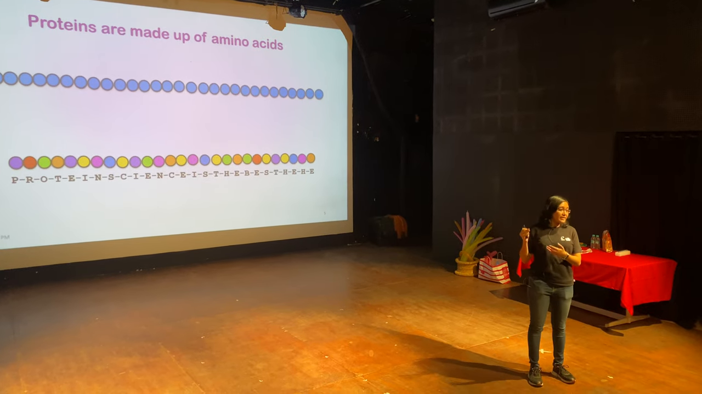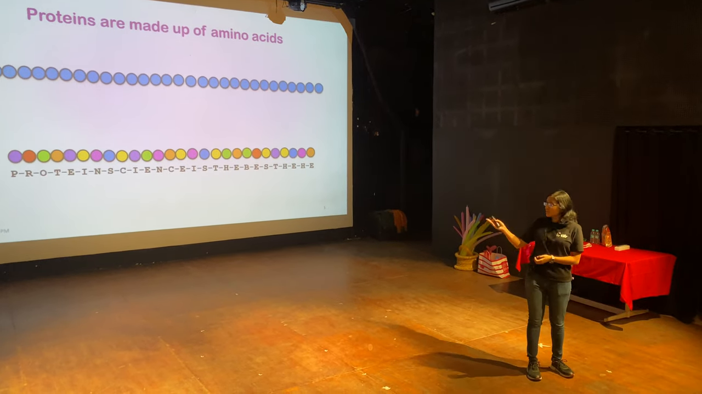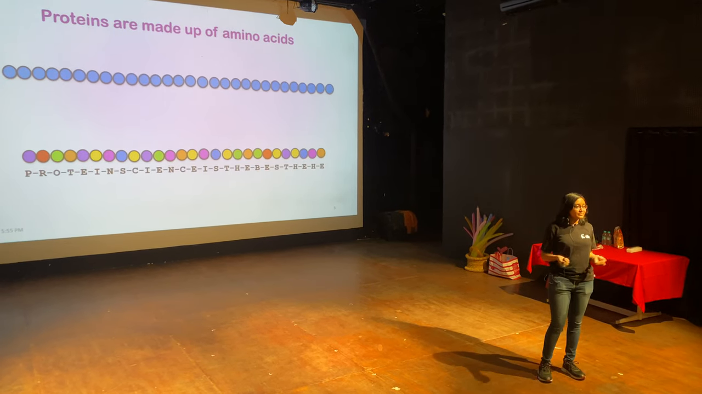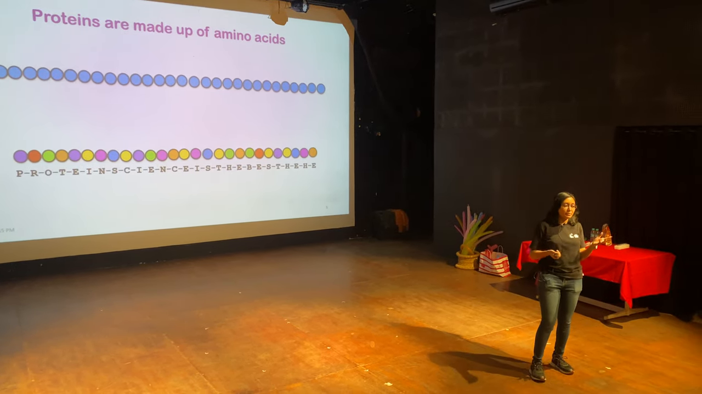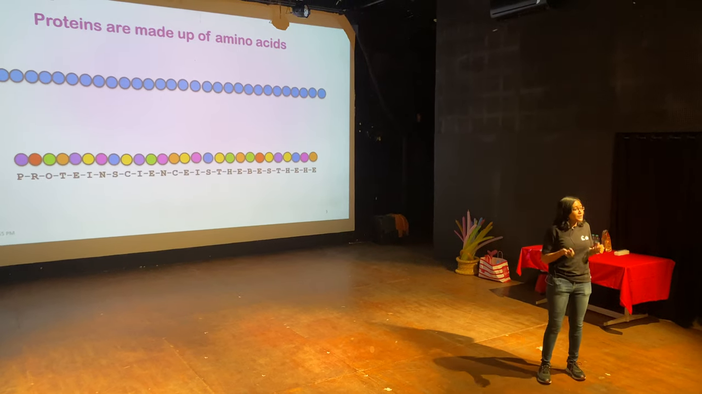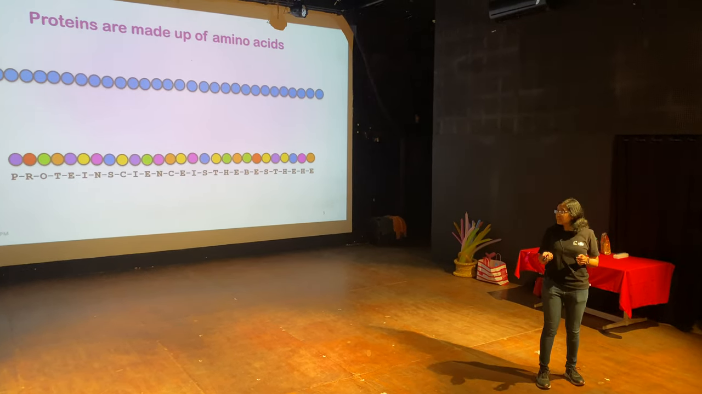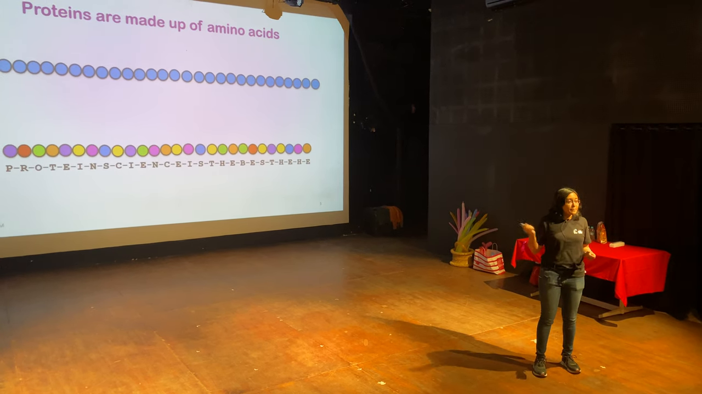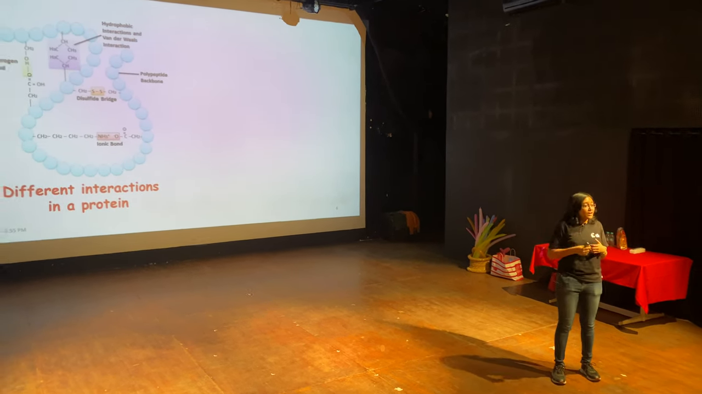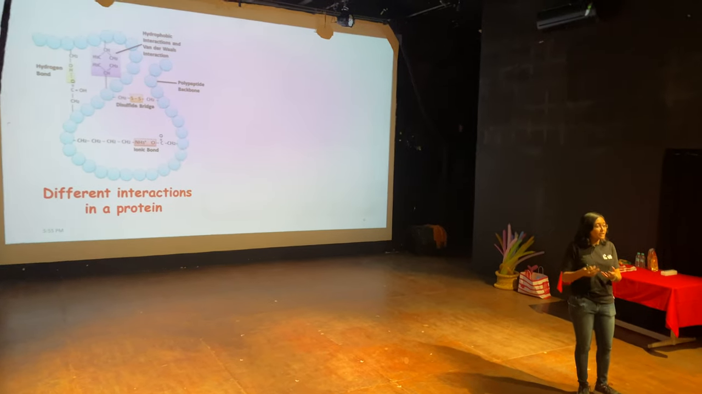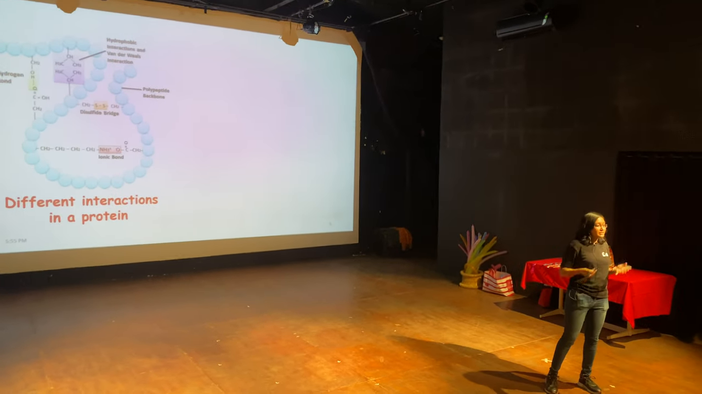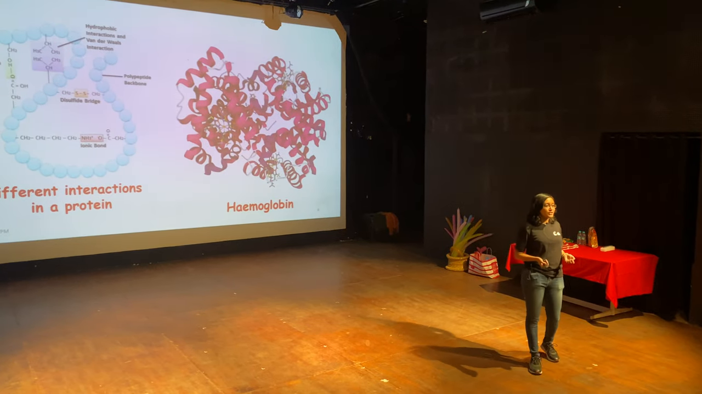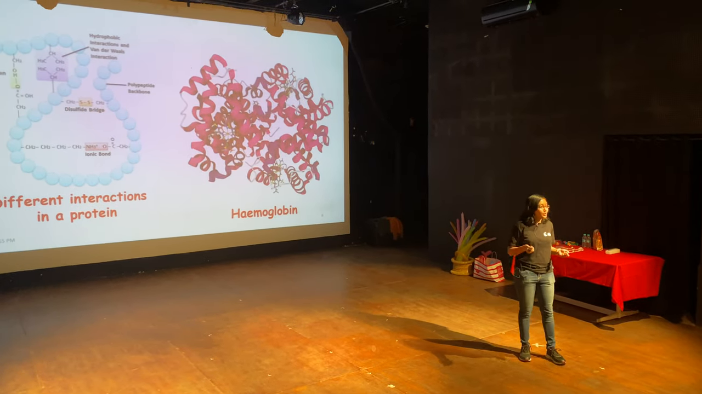So now my next question to you is, do you think proteins exist as straight lines? No, yes, probably. Okay, so actually what happens is these proteins don't exist as straight lines, and this is mainly because of the amino acids. And there are different interactions which occur between each amino acid in the protein, and this gives rise to the beautiful three-dimensional structure as you can see in the case of hemoglobin.